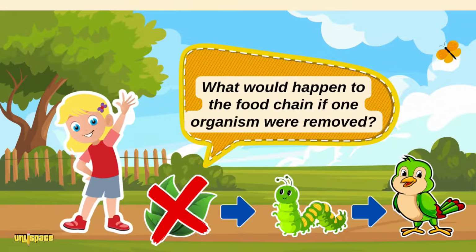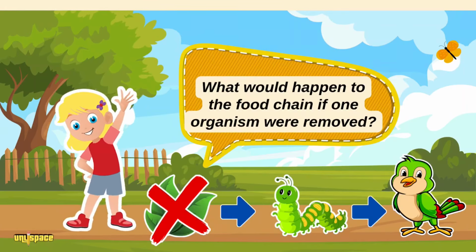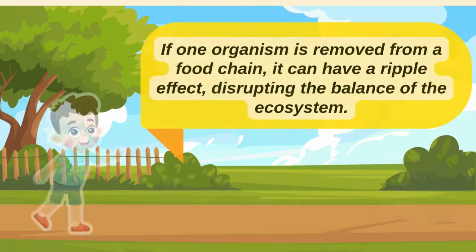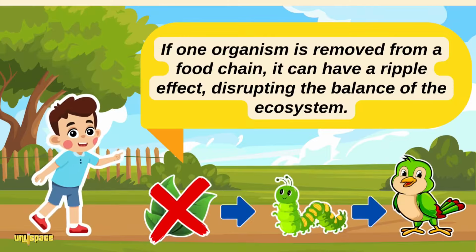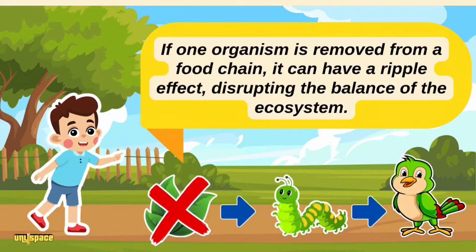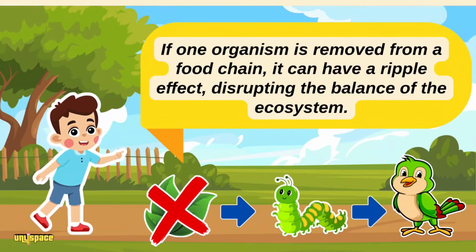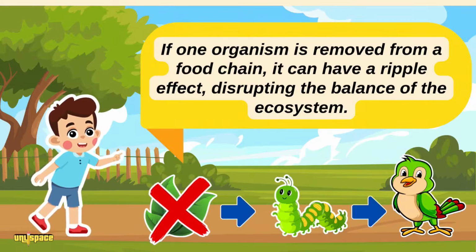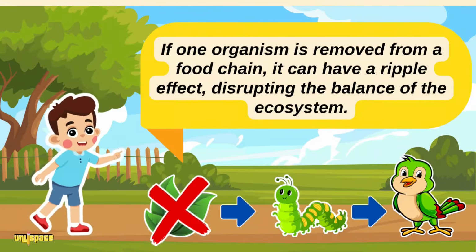What would happen to the food chain if one organism were removed? If one organism is removed from a food chain, it can have a ripple effect, disrupting the balance of the ecosystem.